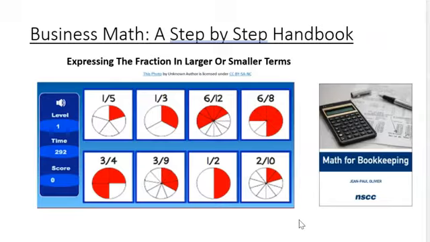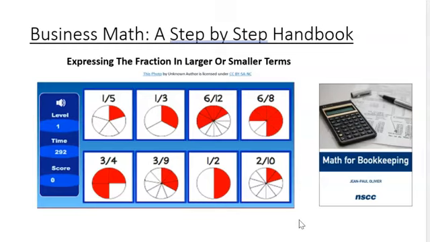6 over 12. This one's pretty easy to have a look at. You can tell that even though the pizza's cut into 12 pieces, half of the pie is colored in red. And we know this reduces down to a half because 6 can go into both of those numbers. So 6 goes into 6, 1. 6 goes into 12, 2. So reduced is 1/2. And 1/2 is down below it on the chart.